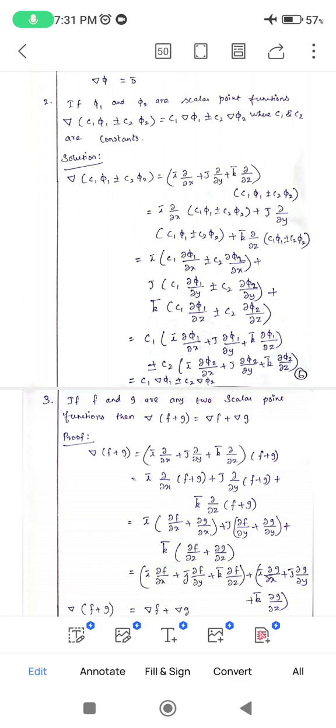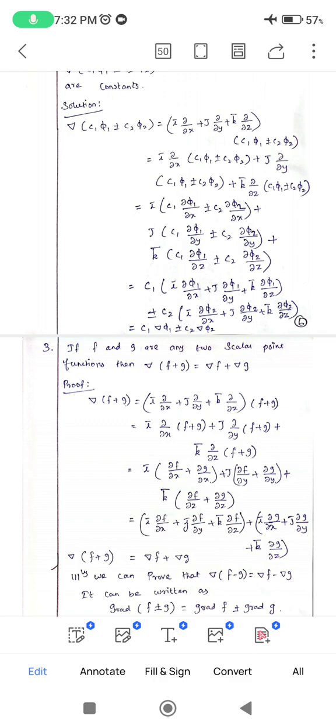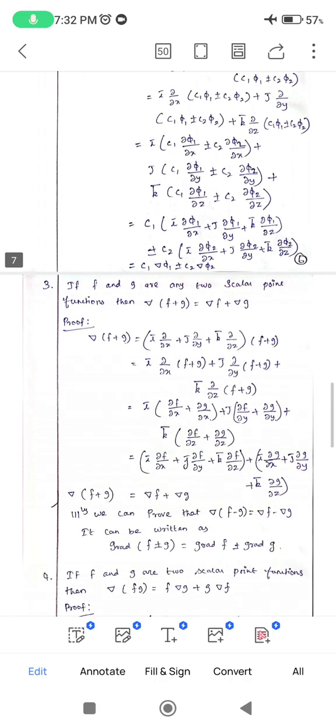So multiplying C1 φ1 plus or minus C2 φ2, we get i into ∂/∂x into C1 φ1 plus or minus C2 φ2, plus j vector into ∂/∂y into C1 φ1 plus or minus C2 φ2, plus k vector into ∂/∂z into C1 φ1 plus or minus C2 φ2. So separating i vector, j vector, k vector, we get i vector into C1 ∂φ1/∂x plus or minus C2 ∂φ2/∂x, plus j vector into C1 ∂φ1/∂y plus or minus C2 into ∂φ2/∂y, plus k vector into C1 ∂φ1/∂z plus or minus C2 into ∂φ2/∂z.